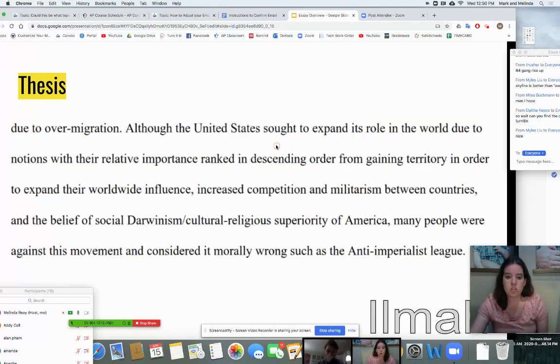A good thesis, and this is Ilma's thesis, would be something that is concise and gives the particular topics. "Although the United States sought to expand its role in the world due to notions with their relative importance, ranked in descending order from 1, gaining territory, 2, increased competition and militarism, and 3, social Darwinism," and then they go into their effects. "Many people were against this movement and considered it morally wrong, such as the Anti-Imperialist League." So just make sure that you're being specific. It's 1 to 2 sentences, absolute maximum, and you're not expanding.